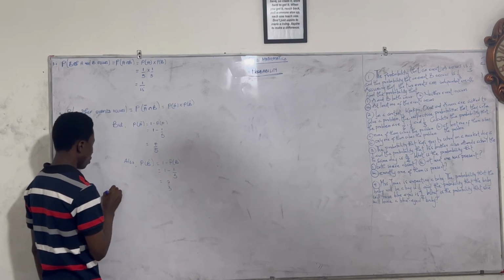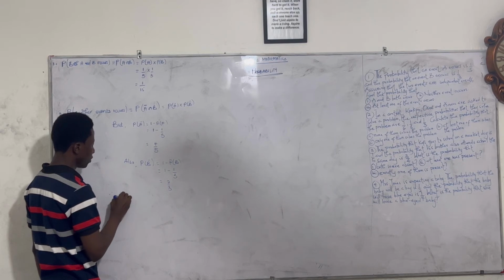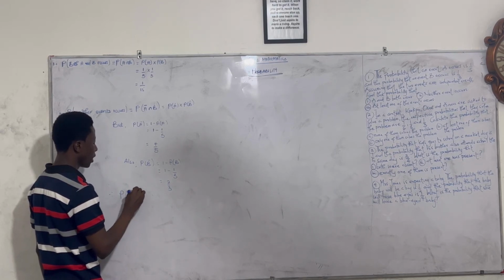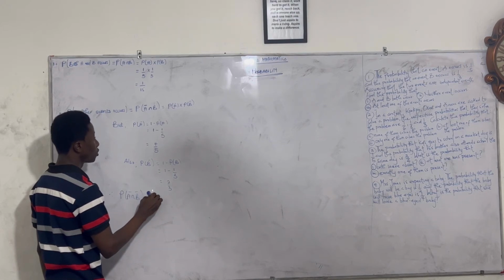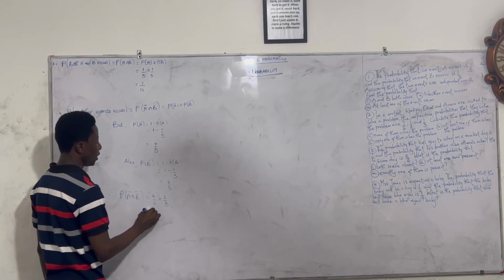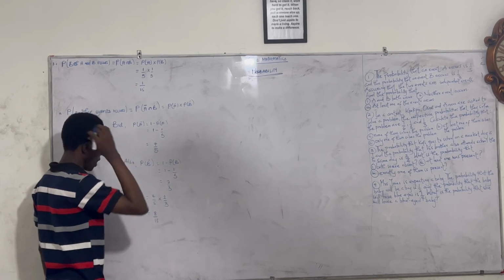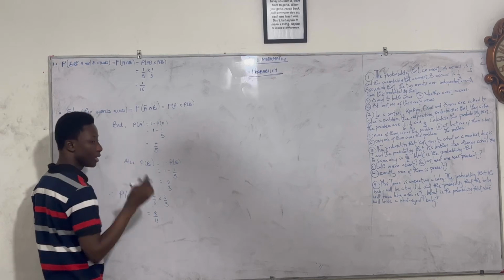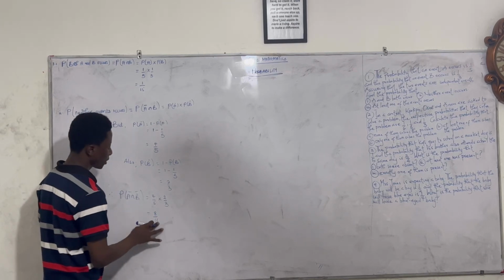So therefore, substituting it into your general equation, the probability that A doesn't occur and B doesn't occur will be equal to the probability that A doesn't occur, 4/5, times the probability that B does not occur, 2/3. At the end of the day, you are having what? 8/15. I don't think it can be simplified further, isn't it? This should be your answer.